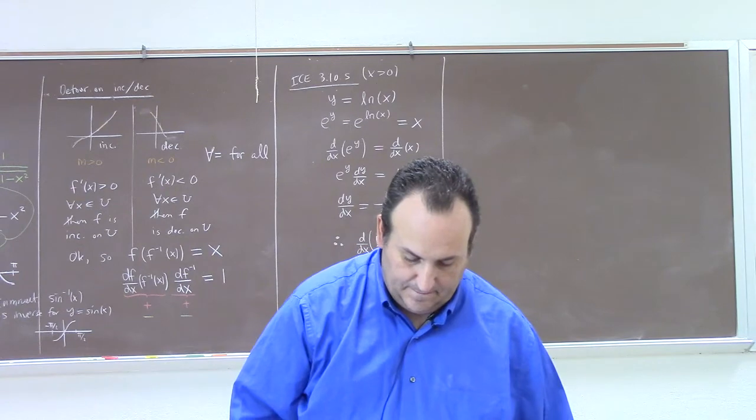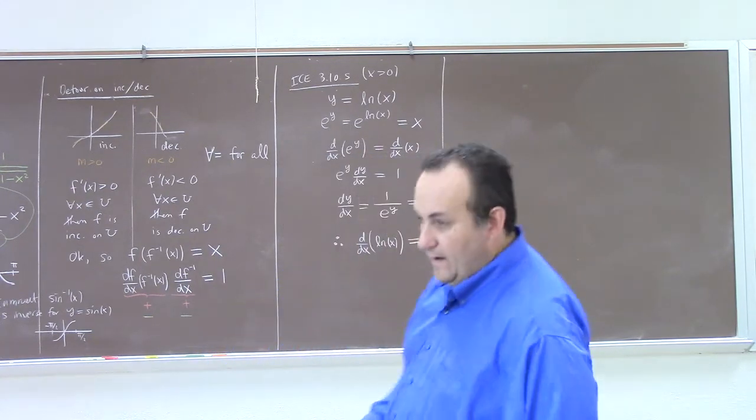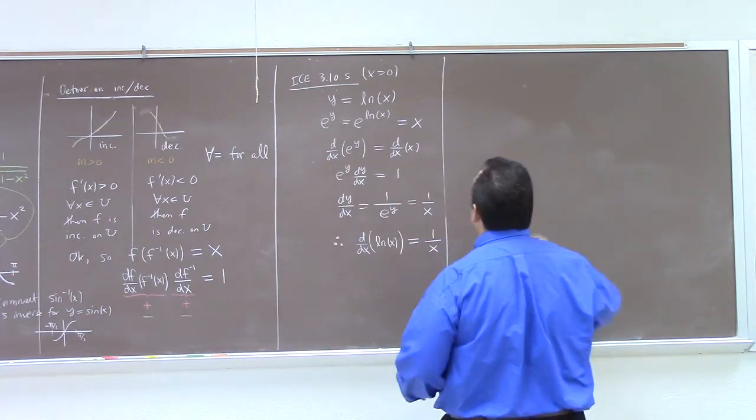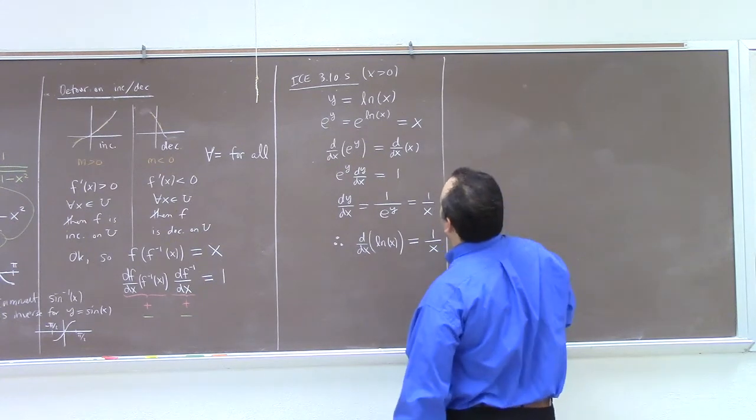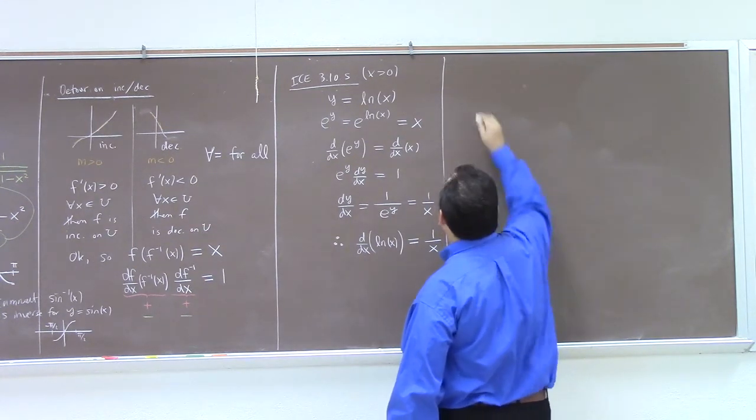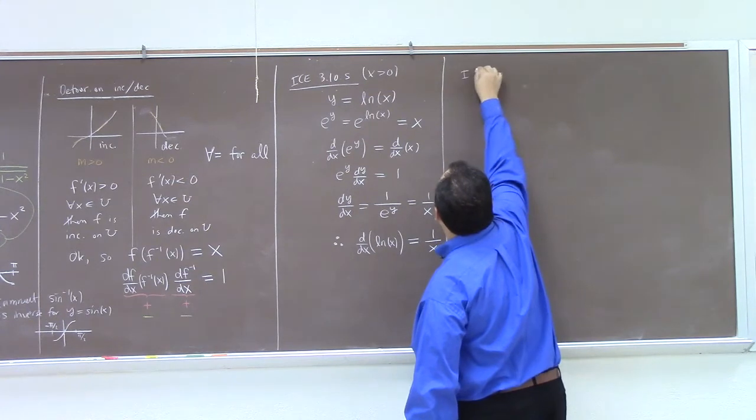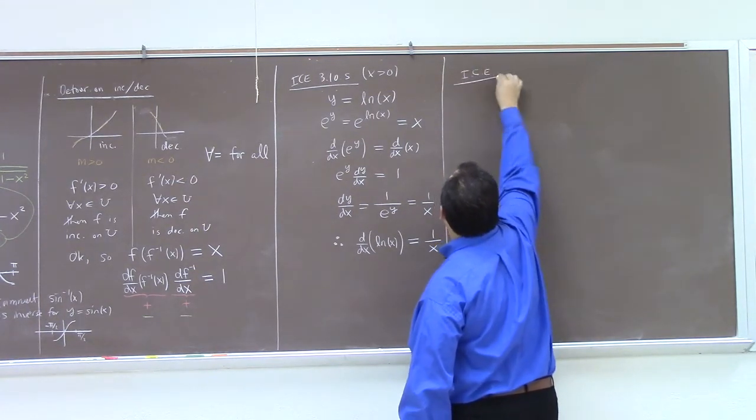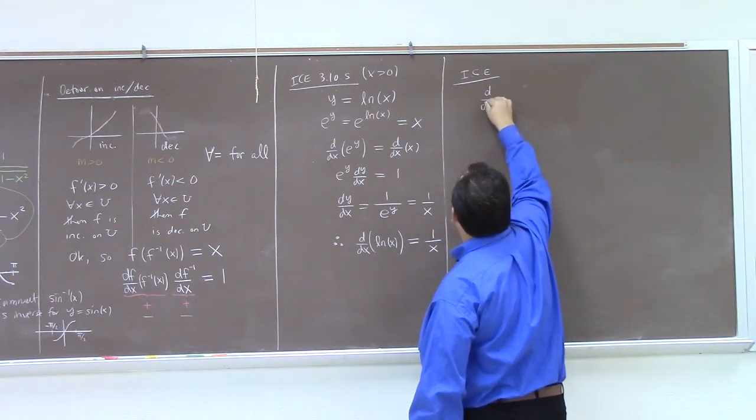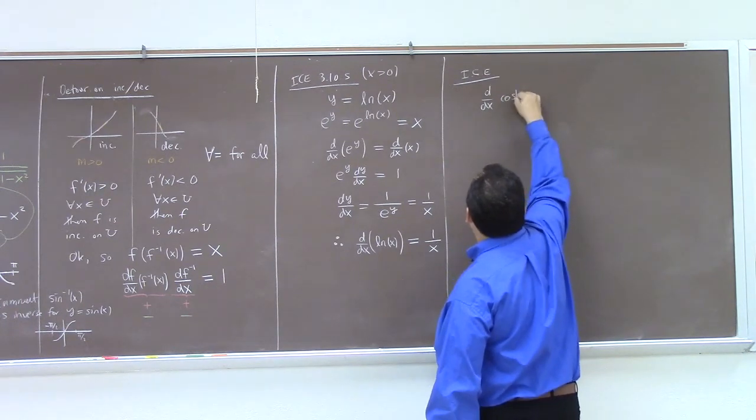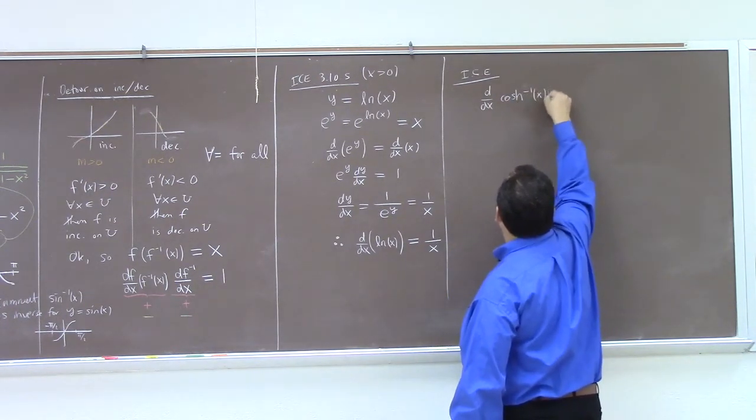Let's see here. I'll revisit a to the x again. Well, no, I won't do that. Let me do a hyperbolic one. Let's do d dx of inverse hyperbolic cosine of x. See if that works out too.